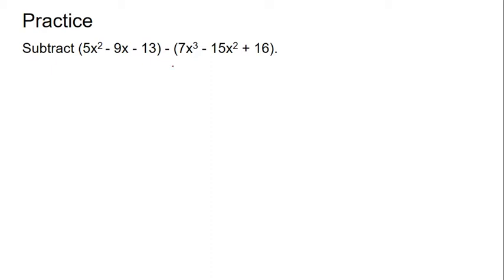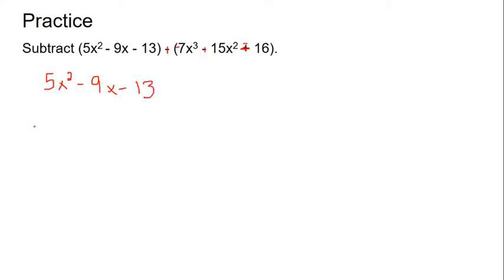So the first step, remember, is we gotta distribute this subtraction sign. So I'm just gonna distribute it by adding the plus, changing that to a minus, changing that to a plus, and changing that to a minus sign. So now we have our 5x squared minus 9x minus 13.